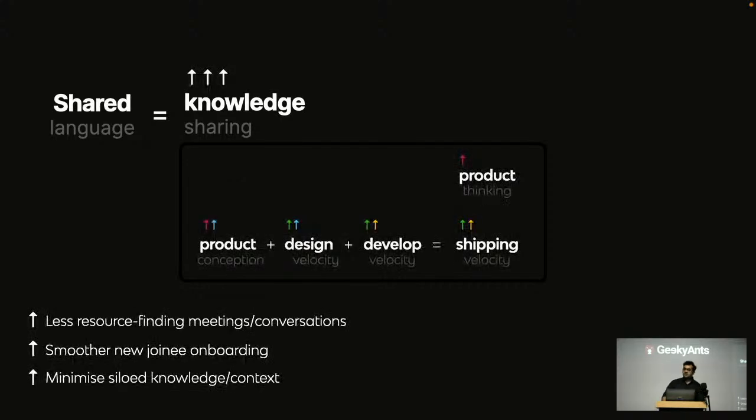Now, two of these points were already covered by Devesh, but I would like to focus on the first one. Has this happened with you that if you use Slack, you get a message, can you share this file with me? Can you point me to this component? And you will do that because, of course, otherwise you are a blocker to that person. Whether this happens over chat or sometimes video calls, I call these resource finding meetings or conversations, which are essentially avoidable meetings if there was a common source of truth.